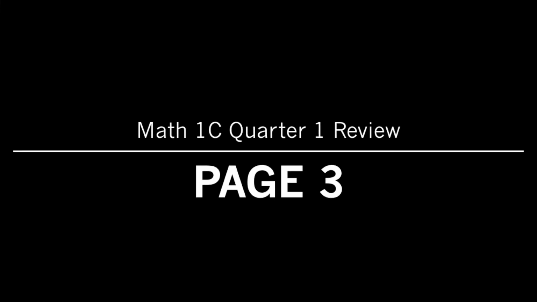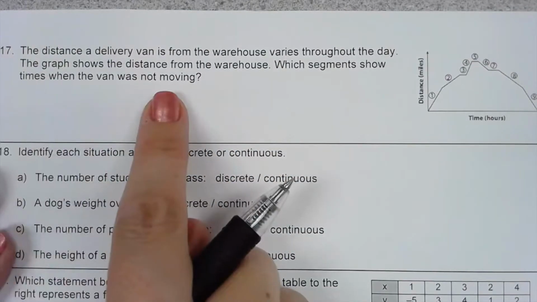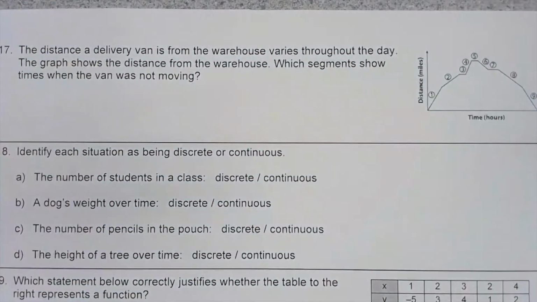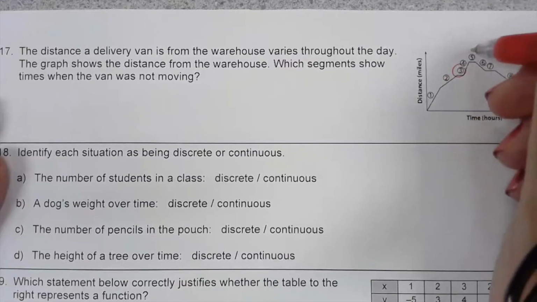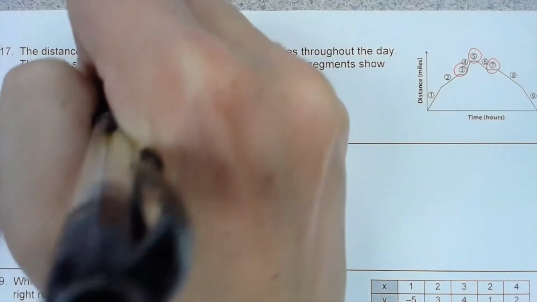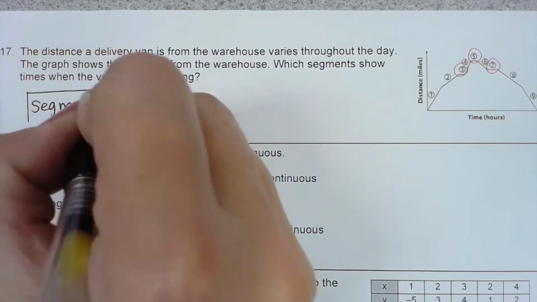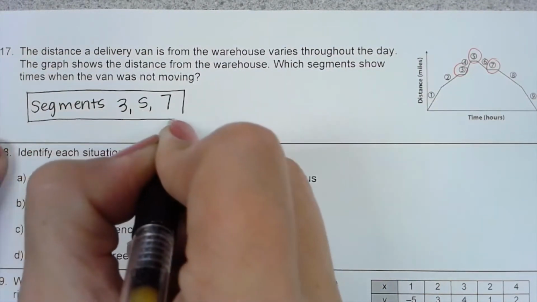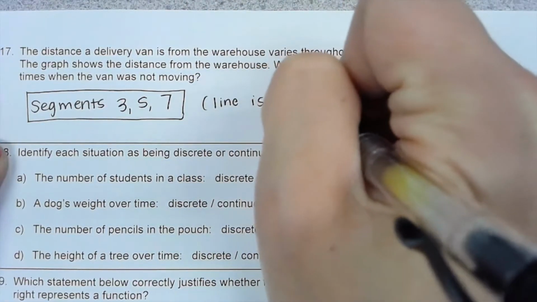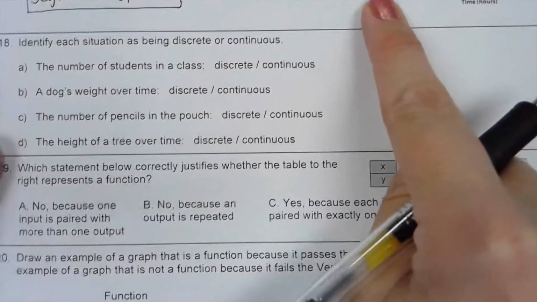Question 17 is another question that asks you about that same picture. It wants you to say which segments show times when the van was not moving. And so if you're looking to see when the van is not moving, you're looking for the horizontal parts of the graph. So that would be segment 3, segment 5, and segment 7. So 3, 5, and 7. That's the answer to the question. That's how you know that the van isn't moving. And the reason why you know the van isn't moving is because the line is horizontal. It has 0 slope. It means that time is moving, but distance isn't, and so that means that he's stopped there.